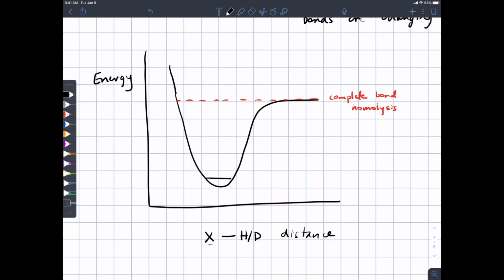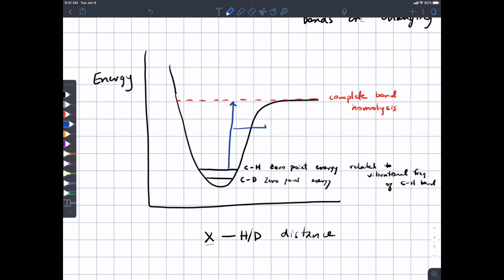And so the kinetic isotope effect comes from the fact that the carbon-hydrogen 0 point energy, which is related to the vibrational frequency of the carbon-hydrogen bond, is higher than the carbon-deuterium 0 point energy. So it, in theory, requires less energy, it's easier to break the carbon-hydrogen bond than it is to break the carbon-deuterium bond, because this energy difference in blue is less than this energy difference in purple.